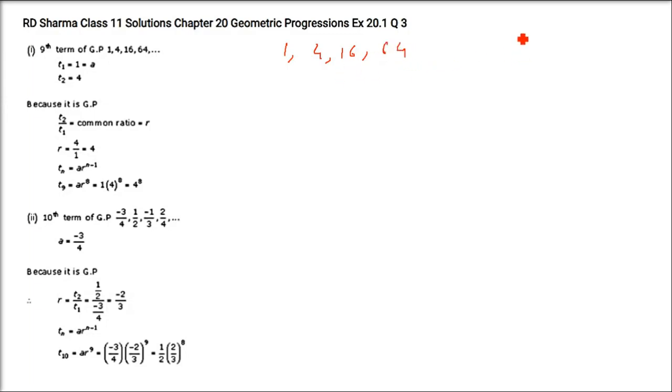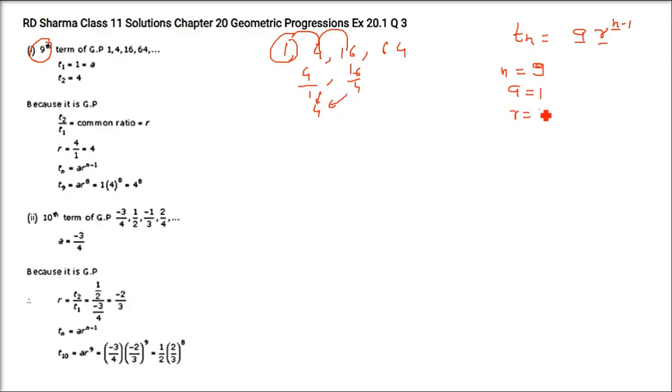So first we have to find out the common ratio. The Tn, that is the nth term, you need to know that it equals A R to the power n minus 1. So we need A, we need R, we need N. These three things we know. So ninth term is being asked, N is 9. A is 1 because of the series. And we have to find out the R. So 4 divided by 1 or 16 divided by 4, you are going to get 4. So common ratio becomes 4.